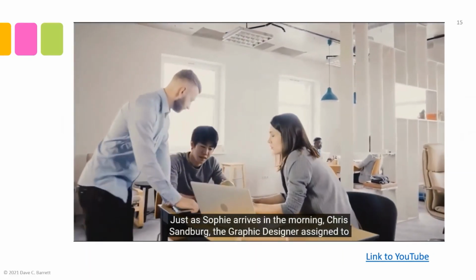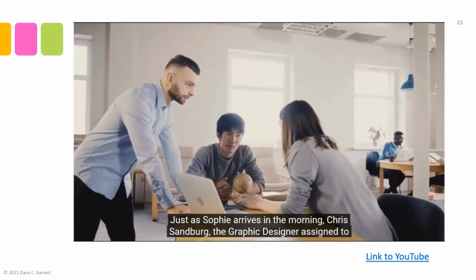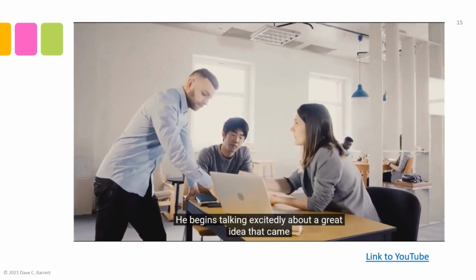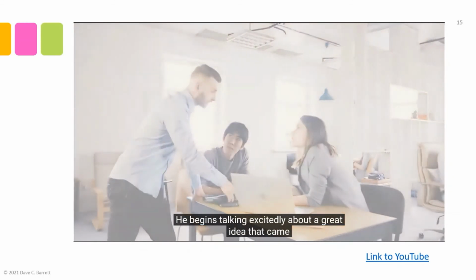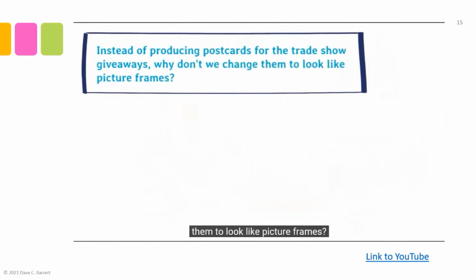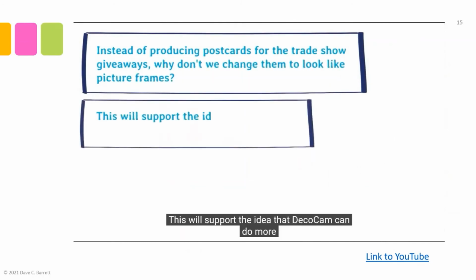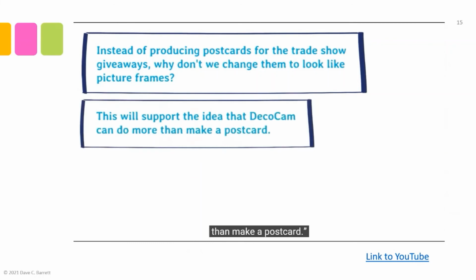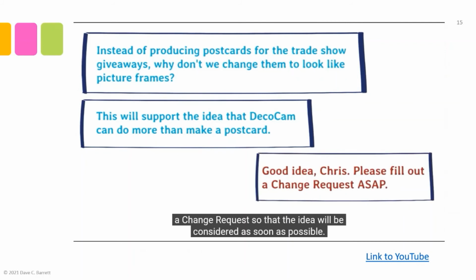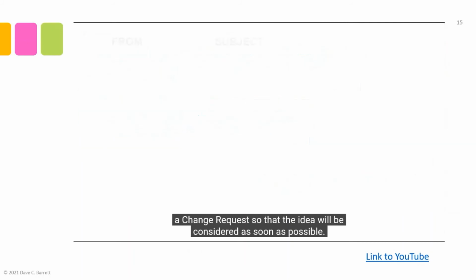Just as Sophie arrives in the morning, Chris Sandberg, the graphic designer assigned to the project, walks into her office. He begins talking excitedly about a great idea that came to him on the way to work. Instead of producing postcards for the trade show giveaways, why don't we change them to look like picture frames? This will support the idea that DecoCam can do more than make a postcard. Even though the timing is very tight to make this change, Sophie asks Chris to fill out a change request so that the idea will be considered as soon as possible.